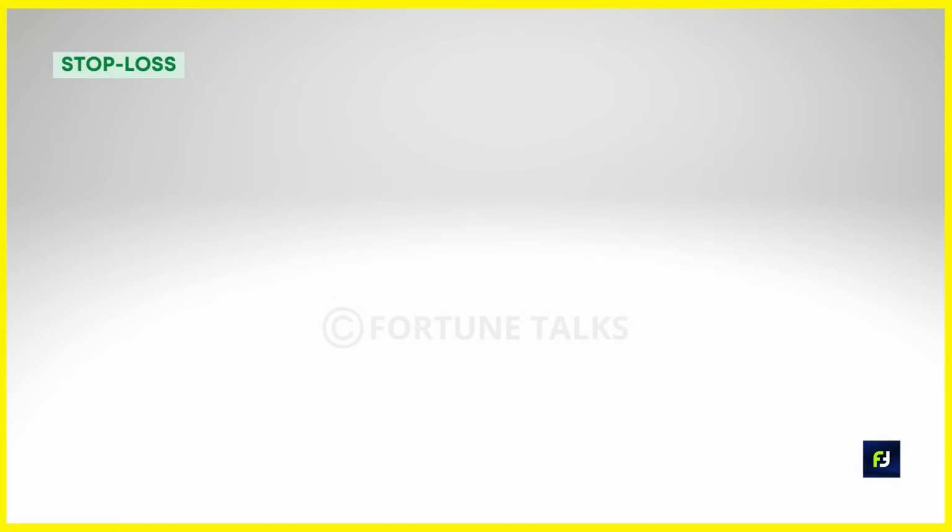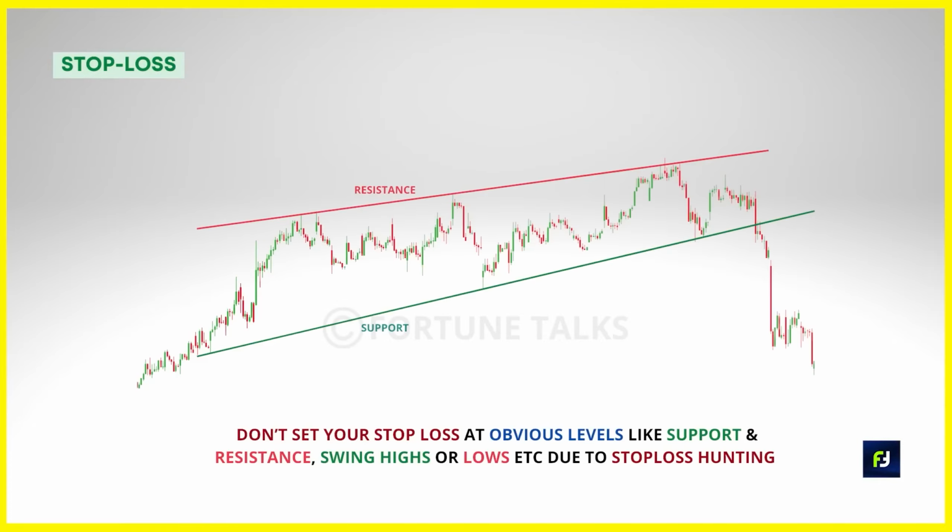Let's now focus our attention on the criteria for setting the stop losses, how to set your stop loss when trading the rising wedge pattern. Now you don't want to set your stop loss at obvious levels like support and resistance, swing highs or swing lows, etc. And why is that? Because you will get stopped out easily, because these are as obvious a level to you as it is to others, including the smart money.